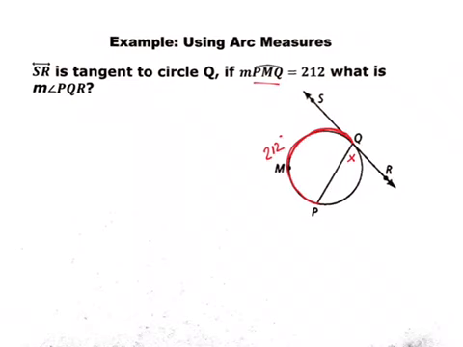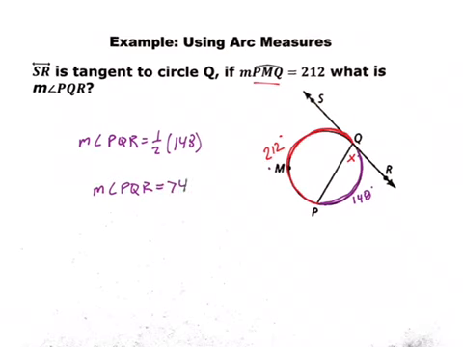If this arc here is 212, the remaining piece of the circle has to be 148 to make 360. So that means that this angle cuts an arc that is 148. Well, to find the measure of angle PQR, we're just going to take half of the arc it cuts. So half of 148. So that means the measure of angle PQR is equal to 74.